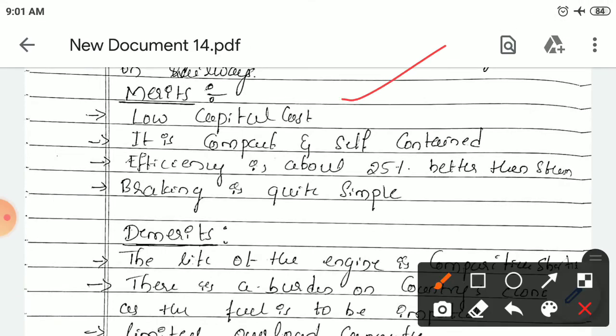Low cost: direct IC engine systems have a low cost, and they are compact and self-contained. That means the size of this motor, or the traction drive system, will be compact and self-contained. The efficiency is about 25% better than that of the steam systems. So if the steam systems have 25% efficiency, these have around 50% efficiency. And the braking is quite simple. In the steam engine system, the braking is a bit complicated, or a bit difficult, whereas in direct IC engine systems it is quite simple compared to the steam engine systems.